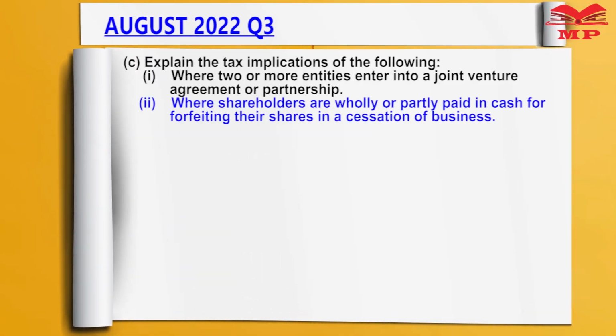That was C1. C2 says, explain the tax implications of the following. The second part: where shareholders are wholly or partly paid in cash for forfeiting their shares in a cessation of business.